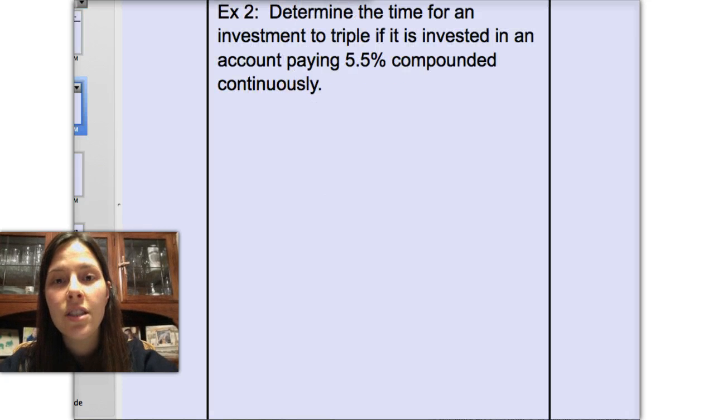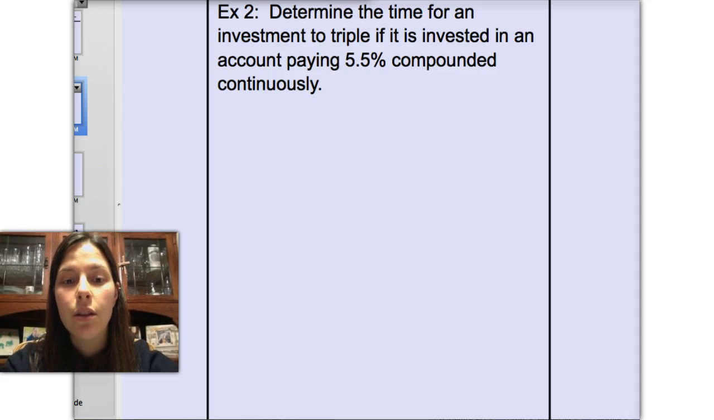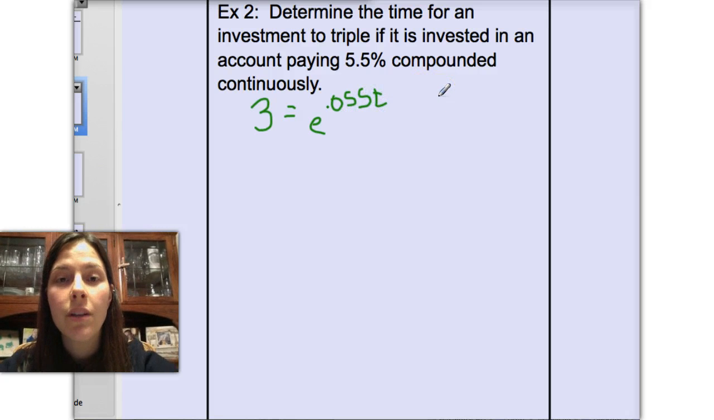Alright, next question, this time our account is tripling, so same thing, I'm going to start this one setting it up the shortcut by setting 3 equal to e to the 0.055 times t power. Remember that first step we would have divided the amount after time by our initial amount. So if you want to think about this as your initial amount is $1 and after it triples you have $3, you can start that way as well.